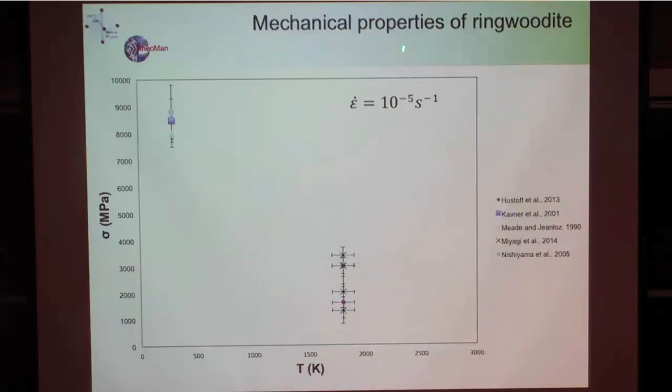This is ringwoodite. For ringwoodite, we had some previous data at room temperature in the diamond anvil cell that we can compare with data at higher temperature. It's interesting. You see that, of course, temperature helps and decreases the stress which is necessary to deform the material. Still, we remain in this field.